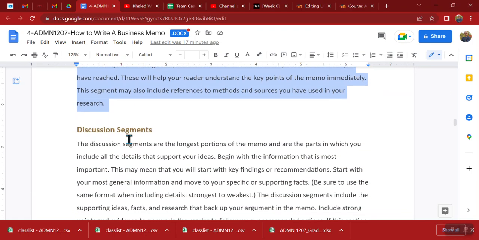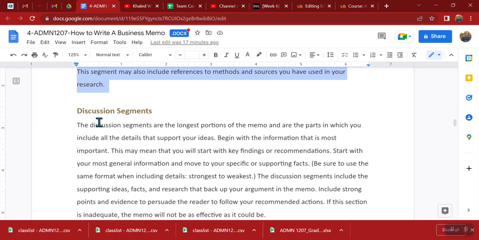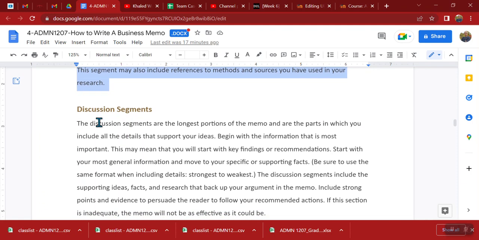After you finish the previous segment, you write the discussion segment. This is where you can write how you reached your recommendation, because in the above sections and segments you were very brief, very concise, to the point. You didn't give too many details. But here in discussion, you write how you reached this, because the reader or the CEO will be interested to understand how you came to this conclusion.